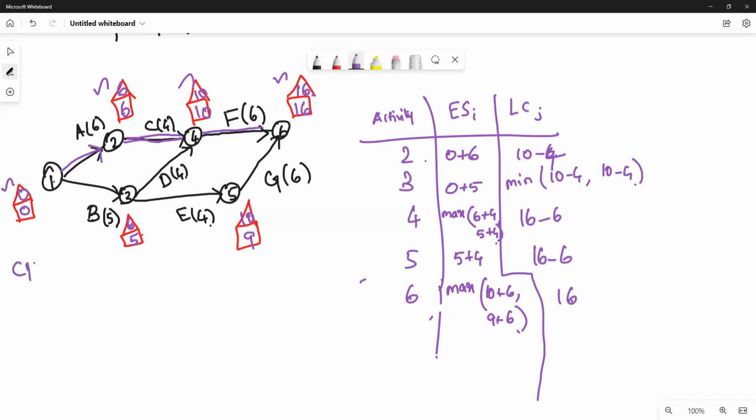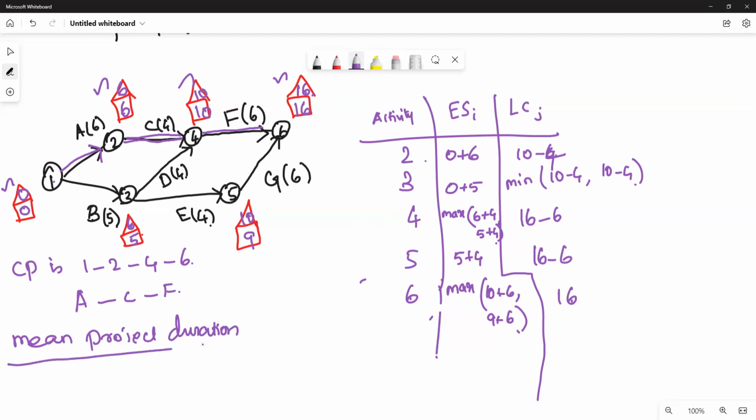So the critical path is 1 to 2, 2 to 4, 4 to 6. That is, in terms of activity, A to C to F. Okay, mean project duration. Mean project duration is nothing but the mean duration associated with each one. Okay, 1 to 2, 2 to 4, 4 to 6.